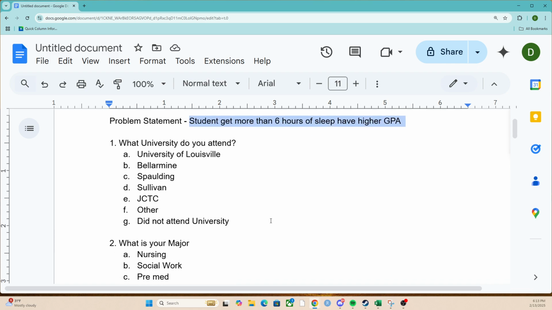When you're doing a survey, the first thing you need to do is learn about the people you're surveying. So we need to design questions around identifying who the people answering the survey are. In this case, we're most interested in what university the student attends, because we're talking about students. The options will be Bellarmine, Spalding, Sullivan, and so on. You must also include "did not attend university" in case someone who didn't actually go to college somehow got a hold of the survey.